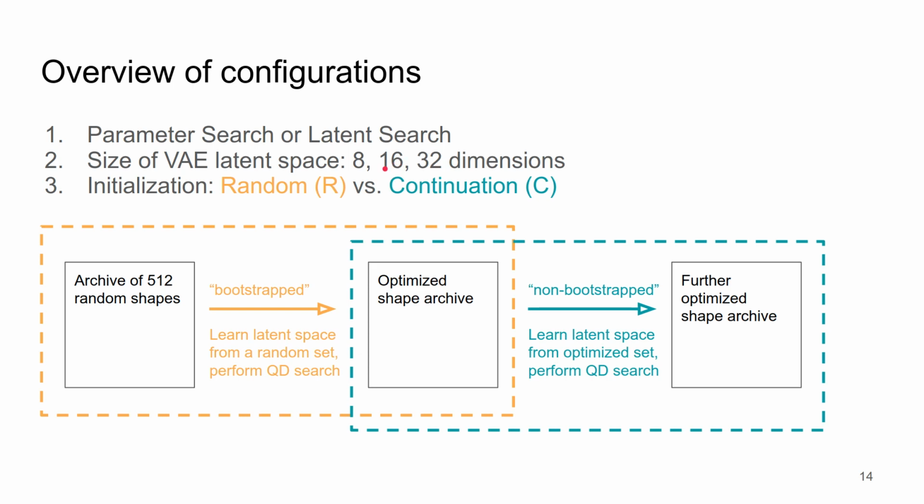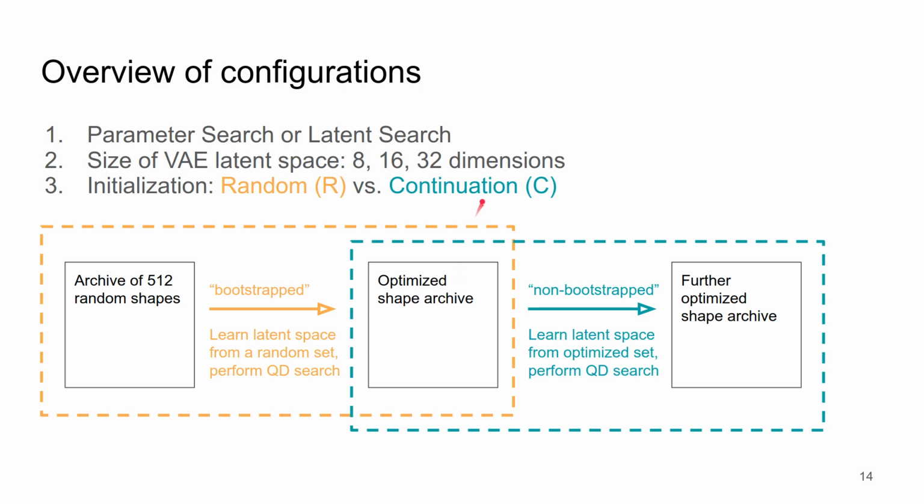And the initialization, so how do we start? Where do we start? With what training set do we start? We use two different cases, the random initialization, so we have an archive of random shapes, and we bootstrap our VAE based on these random shapes to learn the latent space from this random set, and then perform QD to provide us with an optimized shape archive.